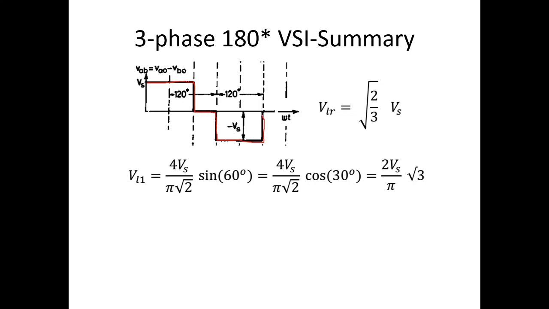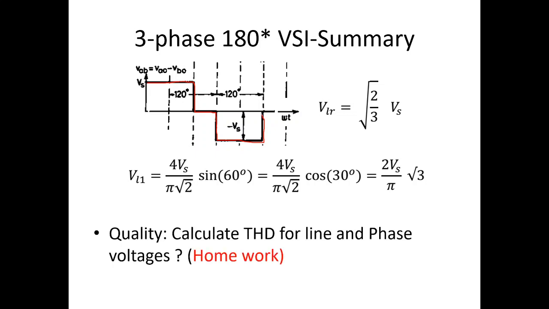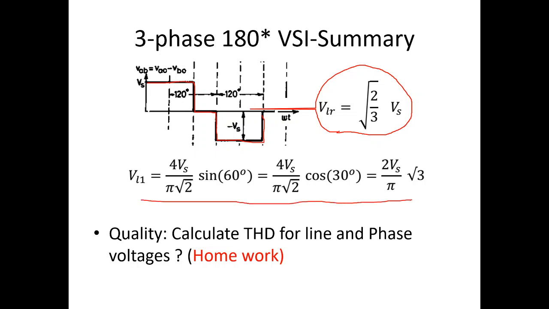Now I give you a small assignment. Find out the quality of the 3-phase voltage source inverter in 180 degrees mode with respect to line voltages. The overall RMS value of line to line voltage is equal to square root of 2/3 times Vs. Find out the fundamental component of line voltage. If you know both of them, you can find out the THD, total harmonic distortion. Find that and evaluate the quality of this voltage source inverter.